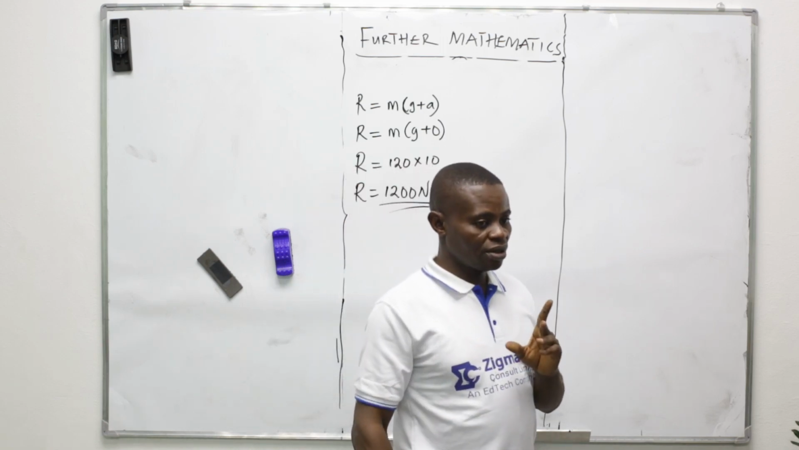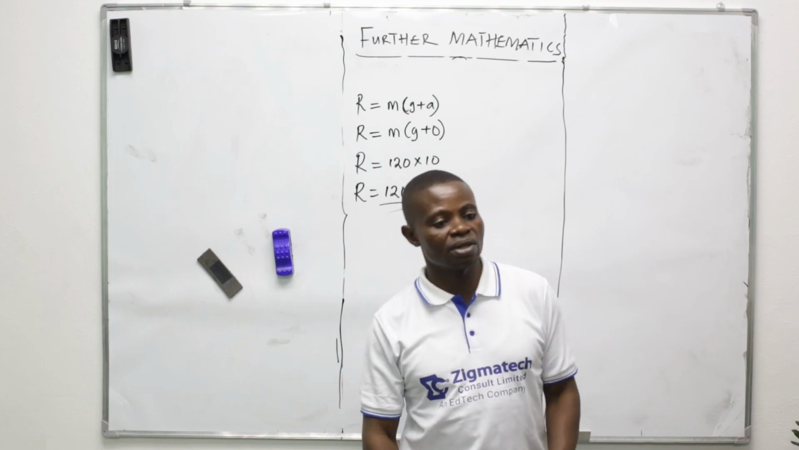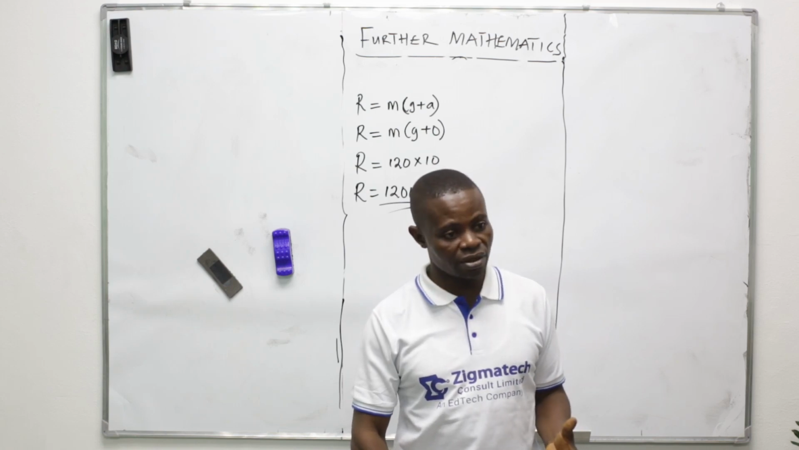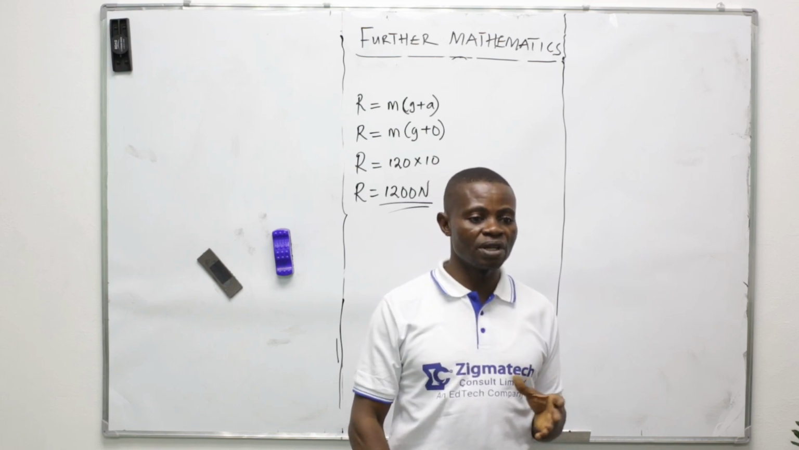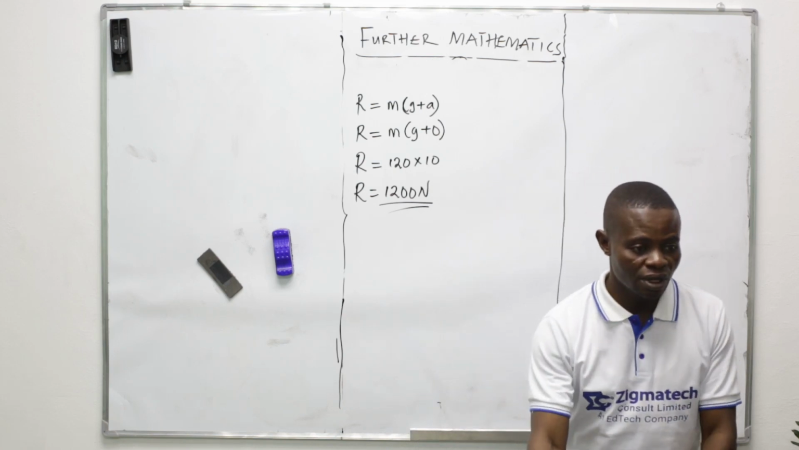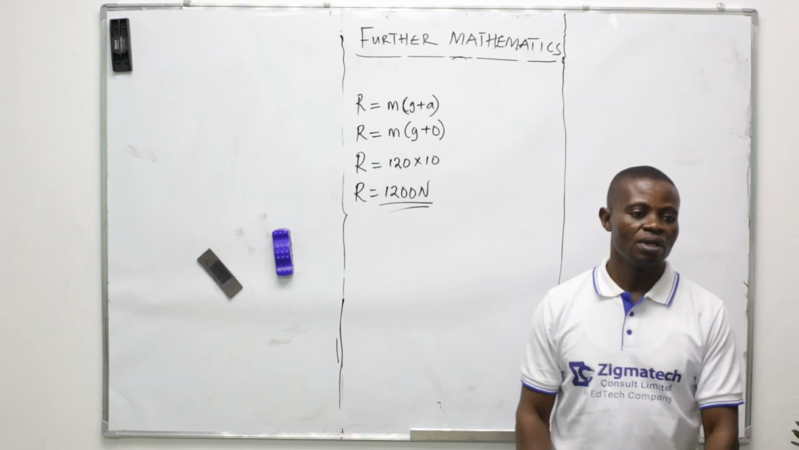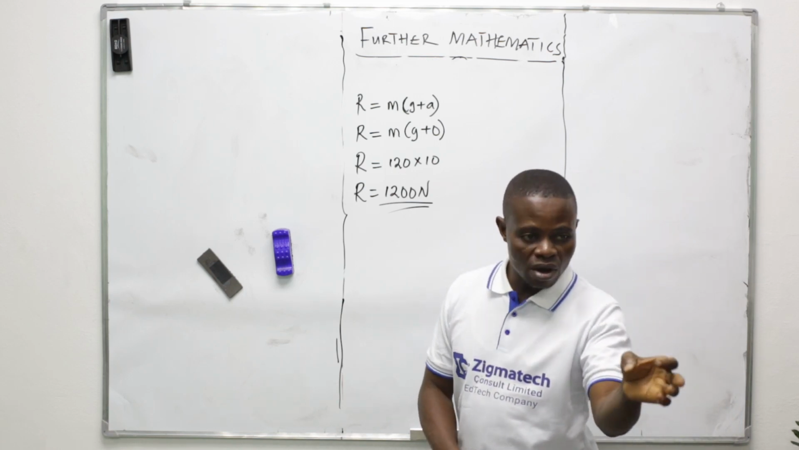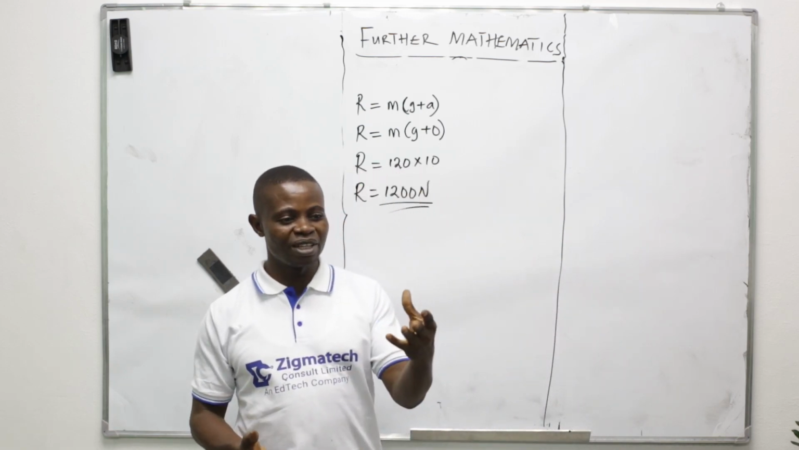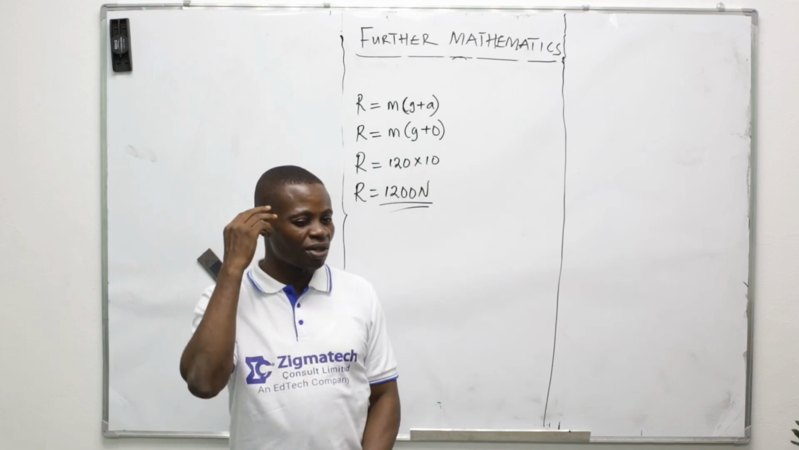Recall that the unit of reaction is the same thing as force. Just like when you talk about an upthrust, the unit is Newton. So be careful when you're dealing with units in your physics. So for this, the answer is 1,200. Now with an acceleration of 3 meters per second. Can you see these people? They are too intelligent. Normally, the first question was without an acceleration. They are trying to test your knowledge.